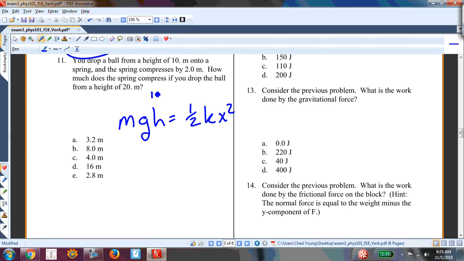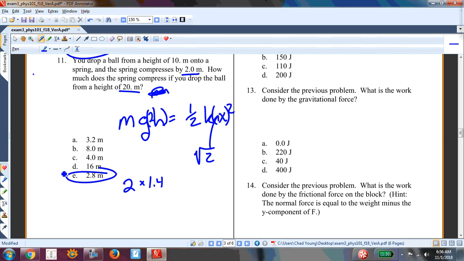So this initially is 10 meters, but then I increase it by a factor of 2. So I'm increasing this value by a factor of 2. So the question is, what do I do to x in order to get the same increase on the right-hand side? And in order to do that, I have to have a root 2 here. The square root of 2 is 1.4. So if it was 2 meters, now it's going to be 2 times 1.4, or 2 times root 2, which is now going to be 2.8 meters.